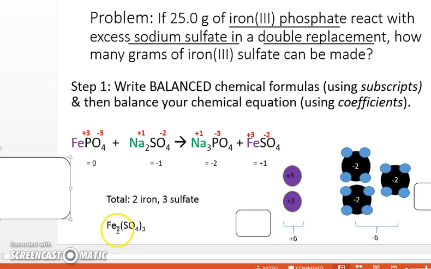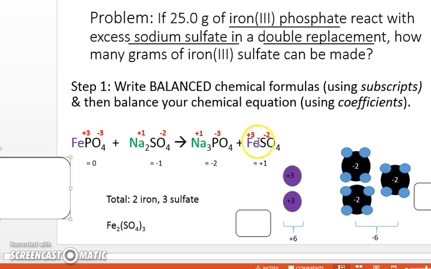Written as subscripts, I would have iron with a little 2 next to it. And then remember, if we have more than one of any polyatomic ion, we have to put parentheses around it. So we'd put parentheses, SO4, close your parentheses, and then a 3 subscript. Again, 2 iron and 3 sulfate.